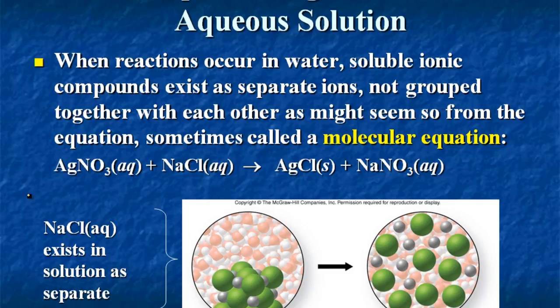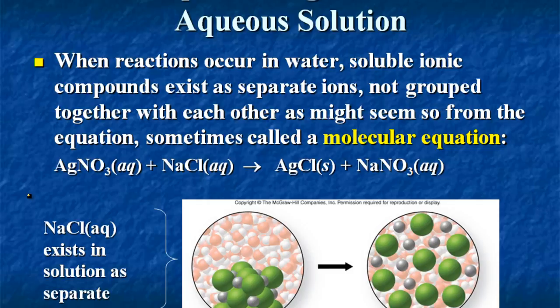Therefore, they can move along and they can conduct electricity. So, we know this already. Soluble ionic compounds exist as ions, not grouped together with each other, as might seem so from the equation, sometimes called a molecular equation. So we are going to learn about different types of equations now.